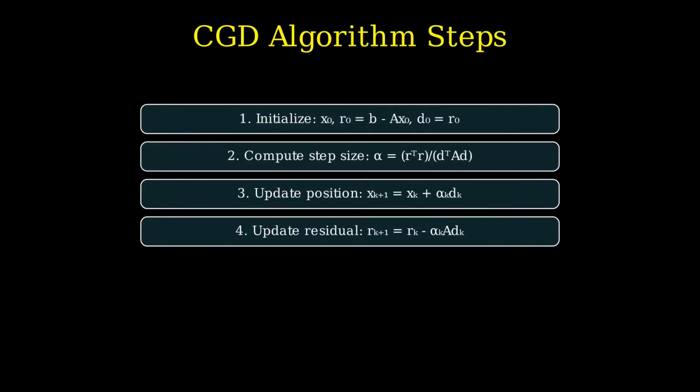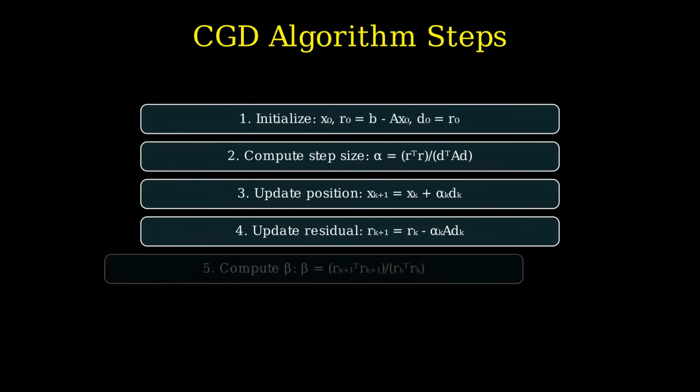Steps 3 and 4. Update position and residual. We update our position, x_(k+1) equals x_k plus alpha_k times d_k. Then we update the residual, r_(k+1) equals r_k minus alpha_k times A d_k. Notice we're updating the residual without recomputing Ax from scratch. This is much more efficient, especially for large matrices.